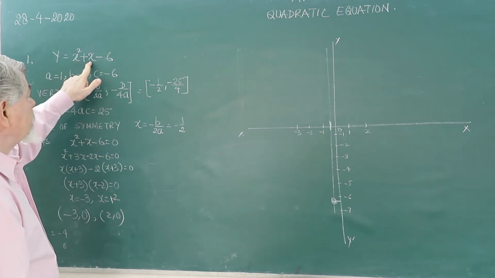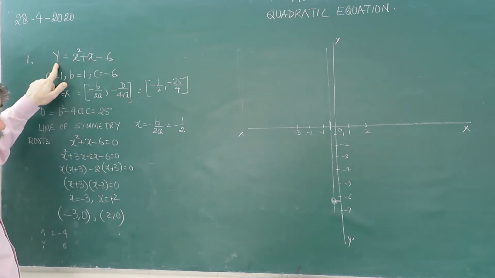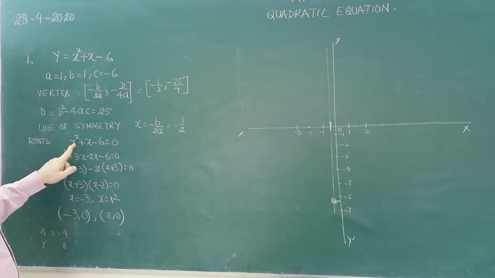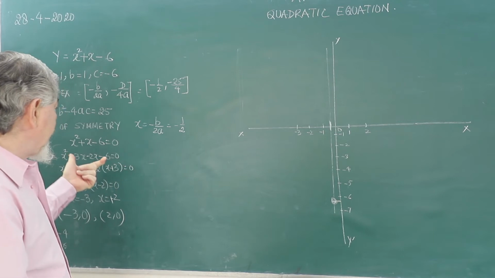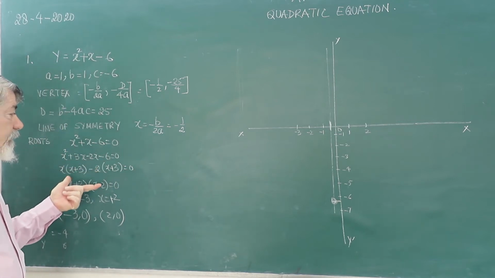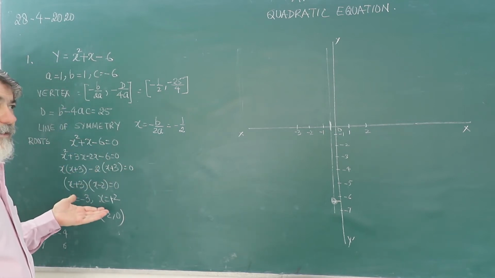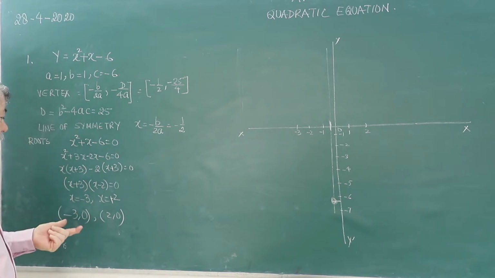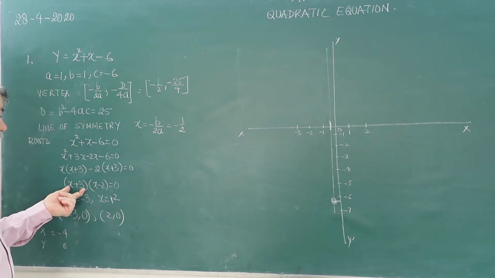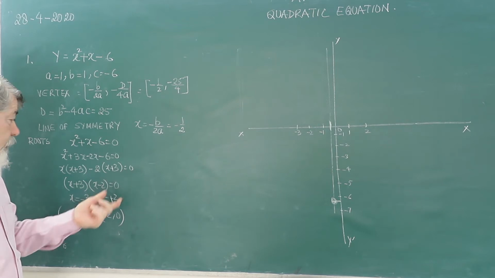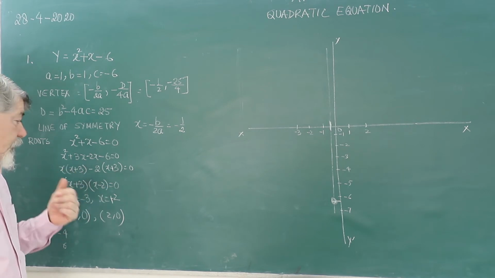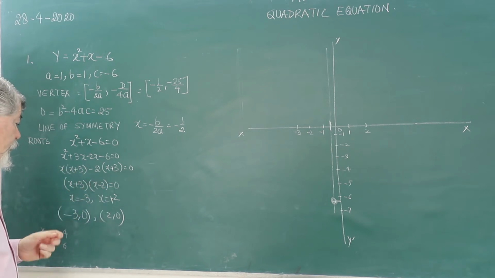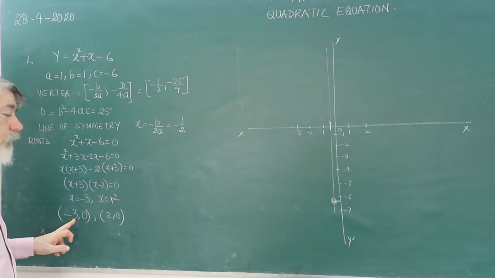So x square plus x minus 6 is equal to y. We have substituted x square plus x minus 6 is equal to 0, and we factorized it because it could factorize easily with trinomials, and I got (x plus 3)(x minus 2) is equal to 0. X plus 3 is equal to 0 means x is equal to minus 3. X minus 2 is equal to 0 means x is equal to 2. So I have got two roots.